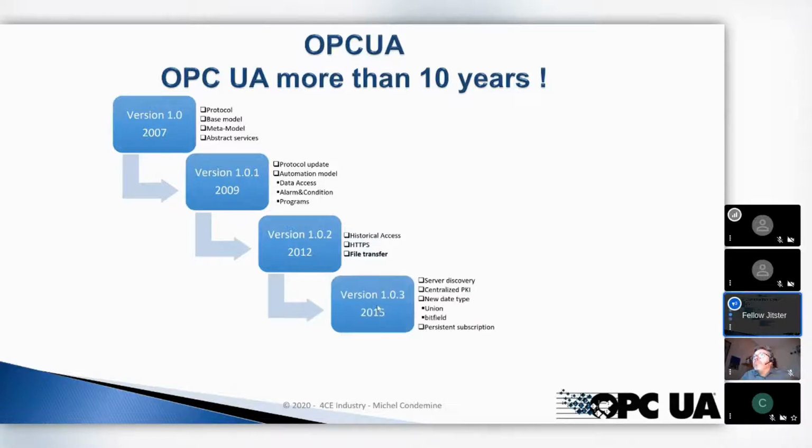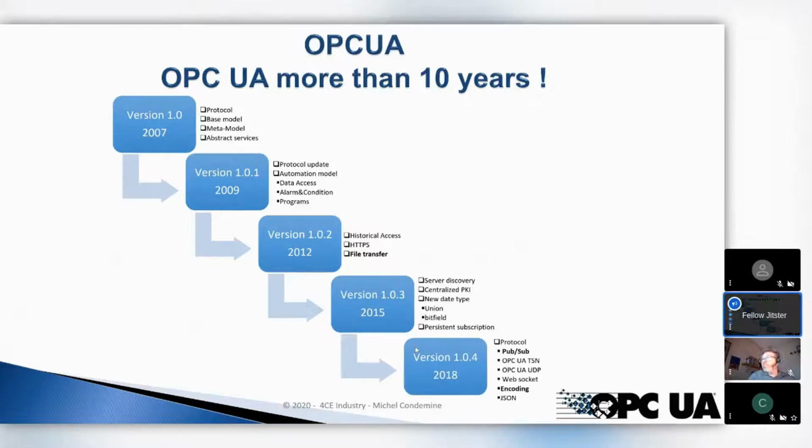In 2015, we released version 1.03, maybe the most widely implemented version of the specification today. After that, we released 1.04 in 2018 with new features: PubSub, TSN integration, new UDP support, JSON. So a lot of big features. This is the current active version of the spec. We plan to release 1.05 early in 2021. This is what we are working on at the moment in the OPC UA working group.